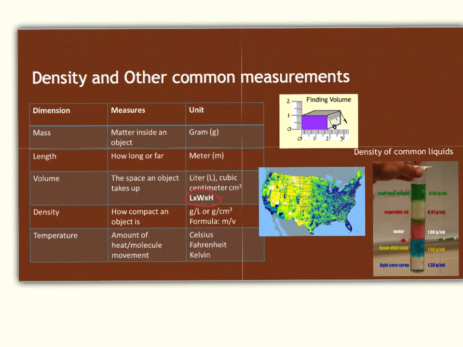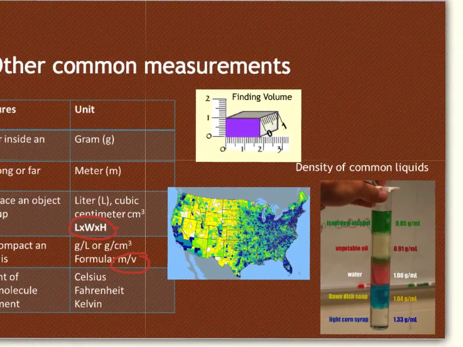The formula for volume. Density is how compact an object is. The formula for density is also super important. Mass over volume. Alright, then you guys know temperature. So over here, we're just looking at finding volume using a ruler. So you measure length times width times height to get the volume.